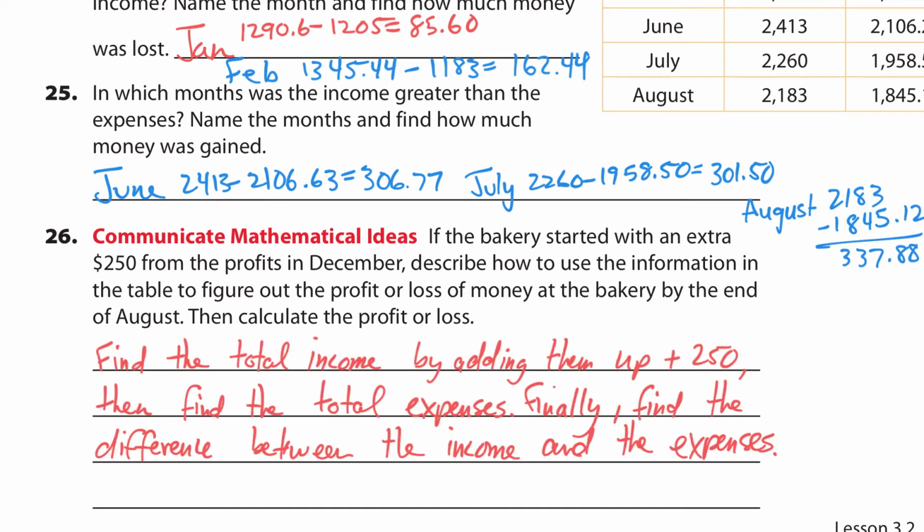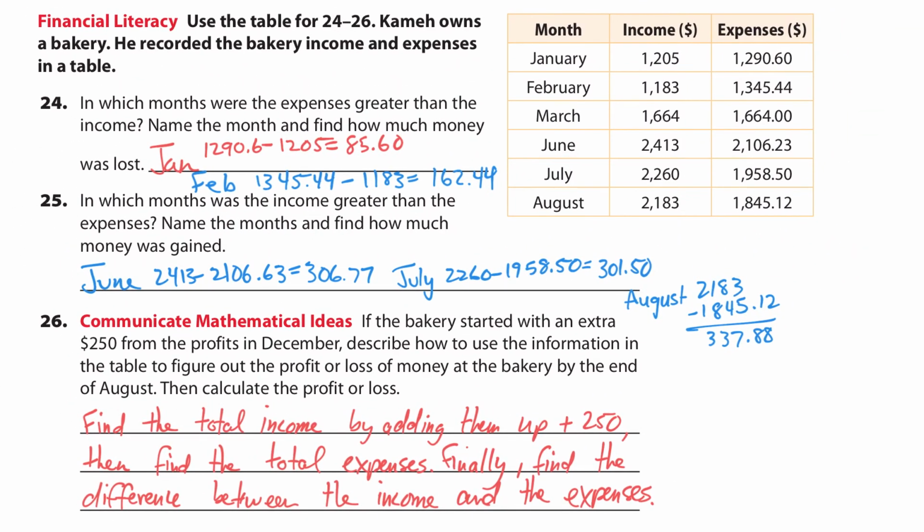All right, so this is my plan. I'm going to zoom out a little bit here and show you what I would do. I would find the total income by adding them up. So I'd add up all these income numbers and the 250. Then I would find the total expenses by adding up all those here. And then finally I would find the difference between the income and the expenses. I would subtract them.